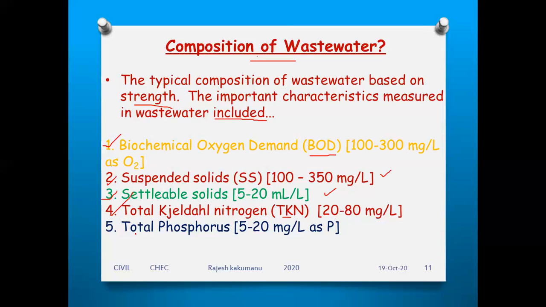Next, total phosphorus. The total phosphorus should be 5 to 20 mg per liter as phosphorus. So like this, we have to add this wastewater composition in the wastewater or sewage water. This will be asked as a question also. Okay, keep this in mind.